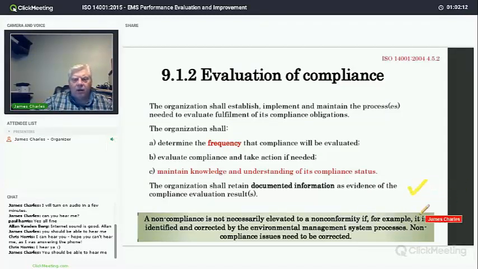And this is one of the areas, again, where you should expect to see a lot of attention during your upgrade audit. Any questions on that?